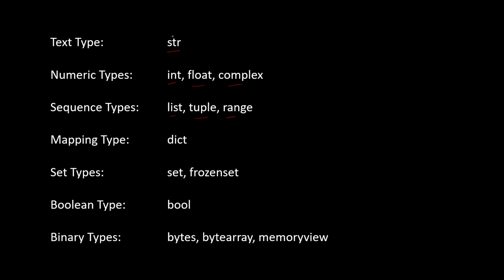You can say string is also a sequence type because we can access each element or each character of the string by indexing. We'll have an example and look a bit more into detail on this one. Next is the mapping type, which is dictionary, which in some programming languages you would have heard about as hash maps. Then the sets and the frozen sets, then the Boolean, and then the binary types.